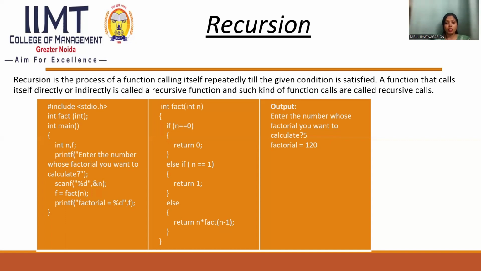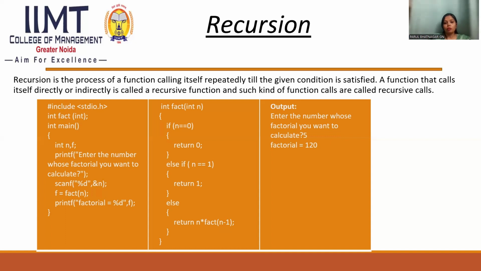In fact, it takes one integer parameter. In this, first we check if n equals 0, then it returns 0. Then we check if n equals 1, then it returns 1. Otherwise, this function calls itself: return n into fact of n minus 1. Here we use recursion. This function recursively calls itself.